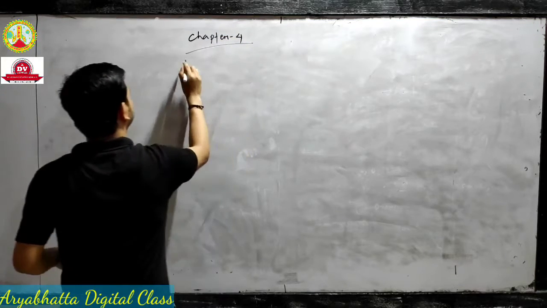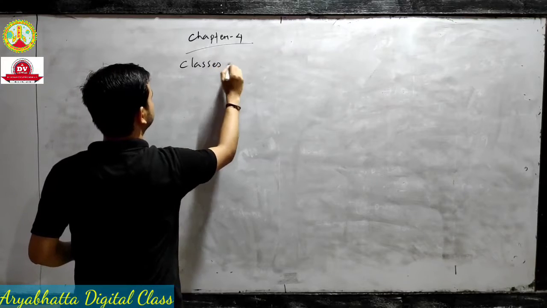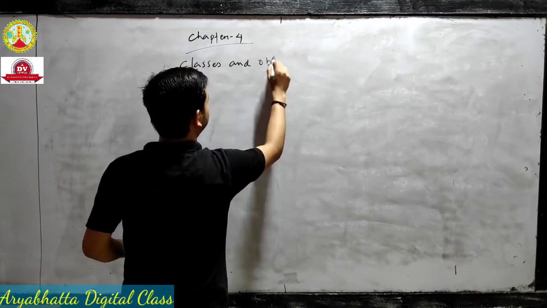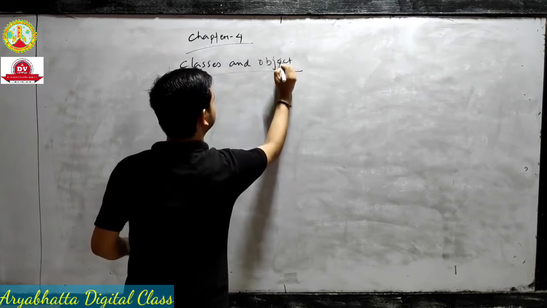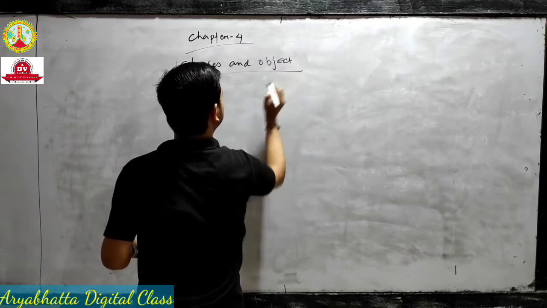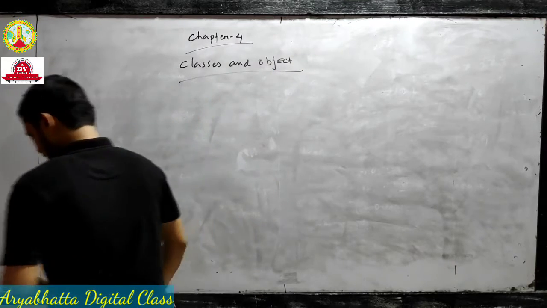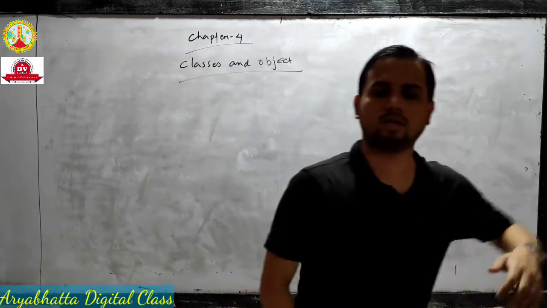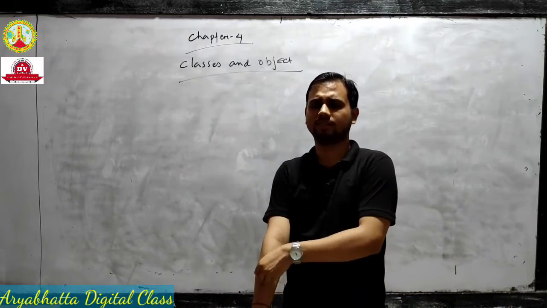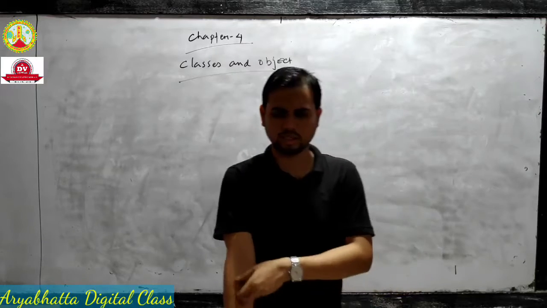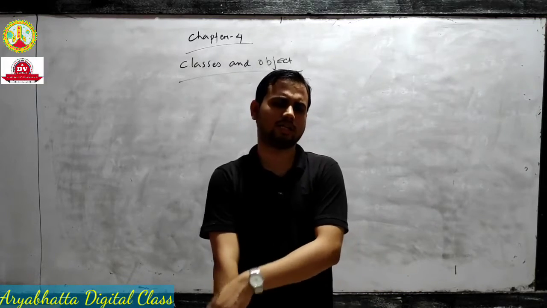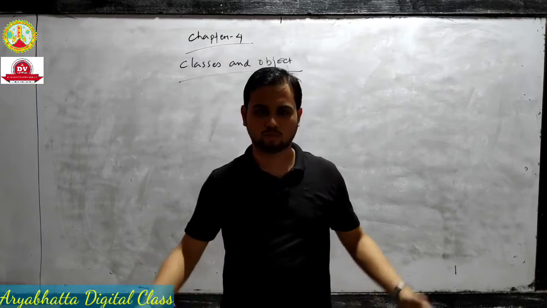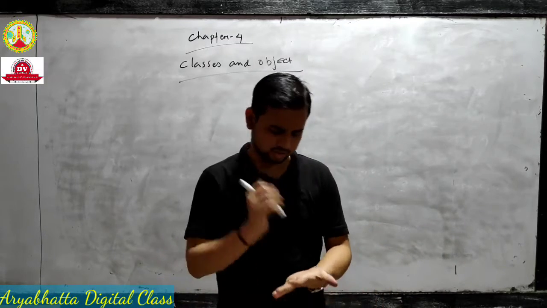Chapter 4, classes and objects. Means what is a class and what is an object. Okay, what is a class? Class means, suppose in your class, in a physical class, what is it? Class means the group. Group of objects, actually.